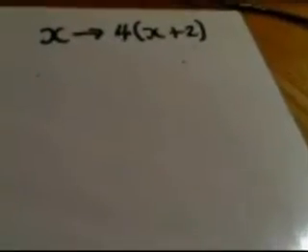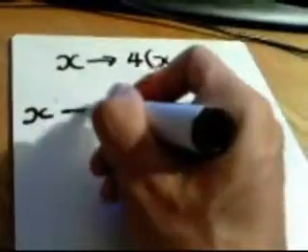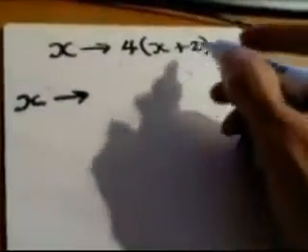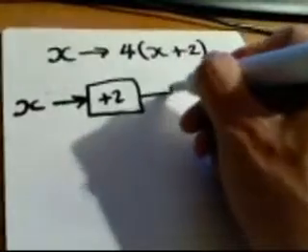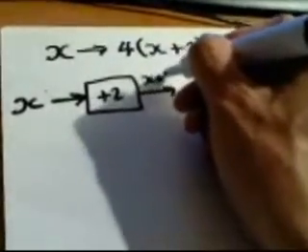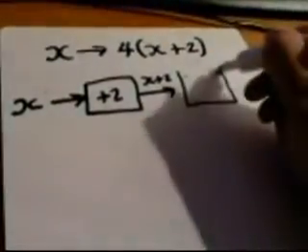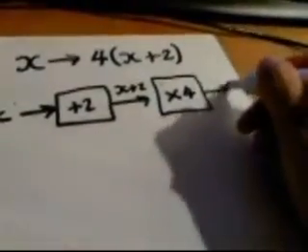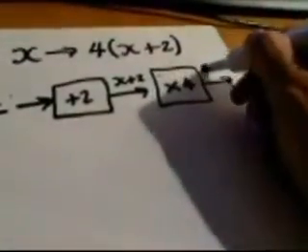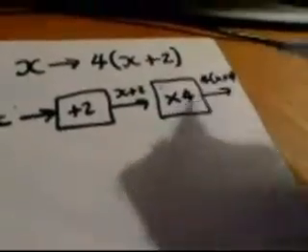Our last example is looking at a function 4 times x plus 2. So we've got to remember our BODMAS rules here in terms of the order of the operation. The first thing that's done is inside the brackets, which will be adding 2 to x. So coming out of the first box would be our x plus 2. The second part of the operation is to multiply that by 4. So coming out of the second box would be 4 lots of x plus 2. Now we're going to work back across.